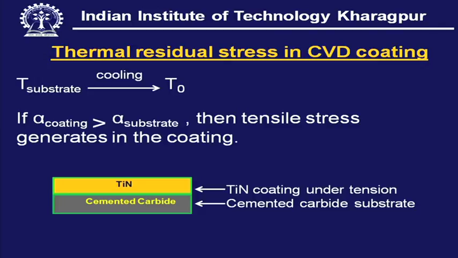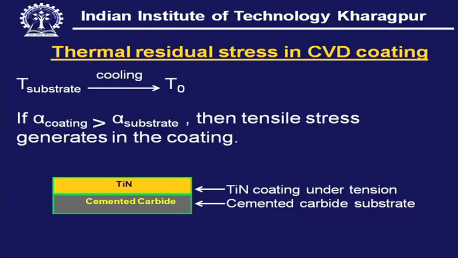So, thermal residual stress in CVD reaction is one of the very important issues to be addressed properly. Now, CVD is conducted at a high temperature, and when the substrate is cooled to the ambient temperature, there could be a stress. If the coefficient of thermal expansion of the coating is greater than that of the substrate, then a tensile stress generates in the coating. For example, when we have titanium nitride as the coating and cemented carbide as the substrate, during cooling of this coating from the deposition temperature, because of this differential thermal expansion, the titanium nitride coating could be under tension.